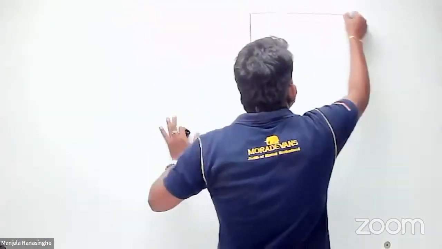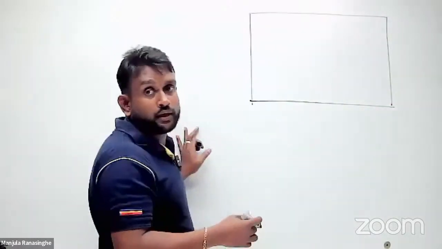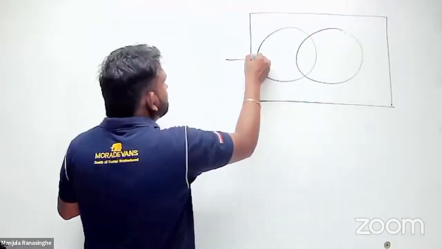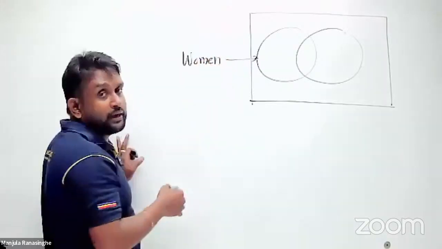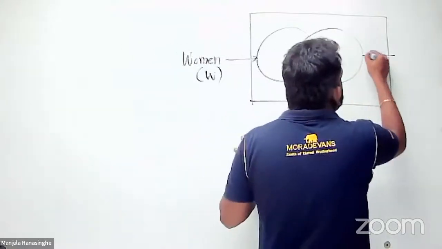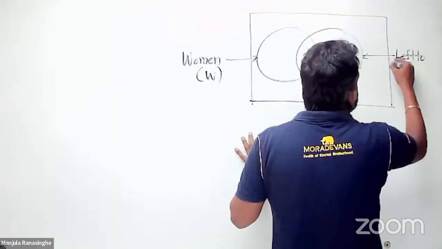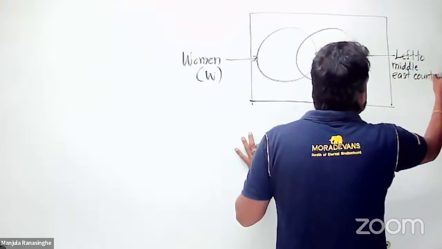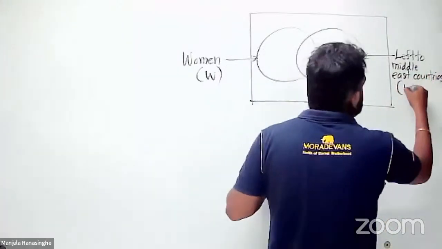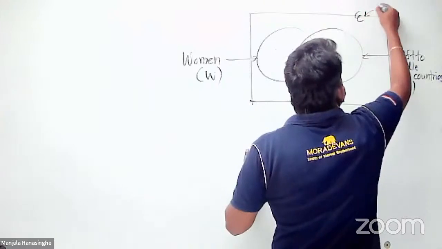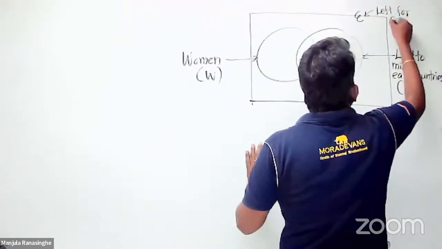That is very important. See there, this is set question number 12. Here we have subsets. Understand? First subset, the women, indicated as W, and here those who left for Middle East countries, indicated as M. Then those who left for foreign jobs is the universal set.